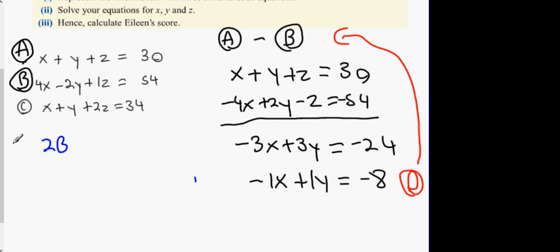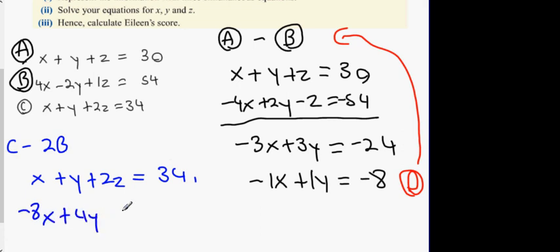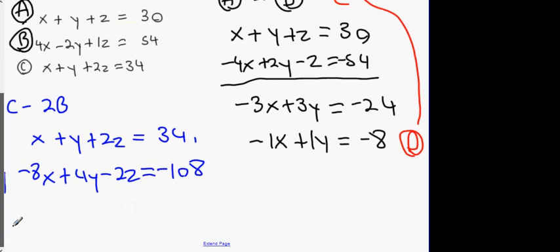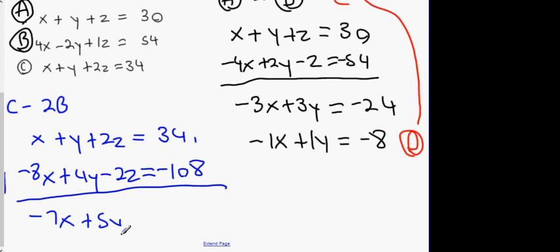Or, to be honest, C minus 2B is a better way of doing it, because that means you only have to change one of them, as opposed to changing both of them, okay? So write down C first. And then C minus 2B is going to be minus 8x plus 4y minus 2z minus 108. Okay, then bring it across. We're going to get minus 7x plus 5y. 34 minus 108.